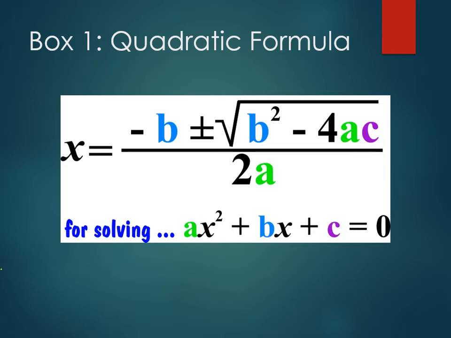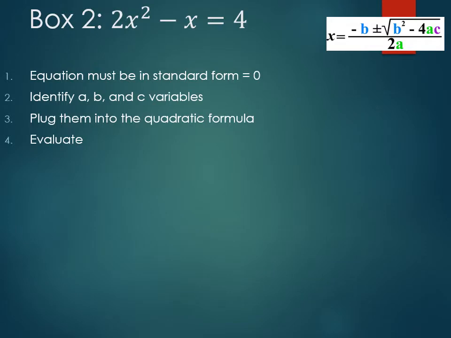Alright, so we're going to go through and practice the quadratic formula. So in box 2, please write down 2x squared minus x equals 4. And in your box 1, we just said that in order to use this, it has to be in what form? And it must be equal to 0.